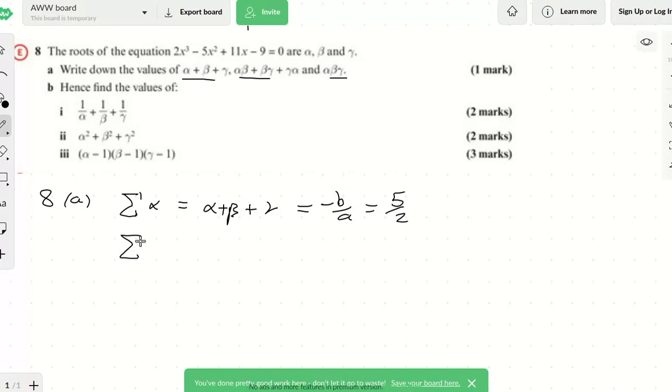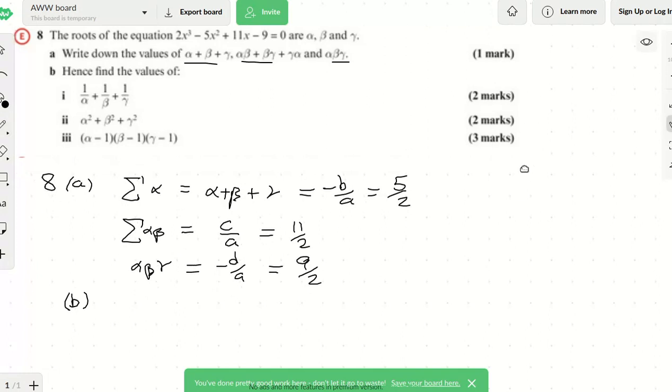Sum of the pairs, well, that's c over a. And that's going to be 11 over 2. And them all times together, well, that's going to be minus d over a. And that's going to be 9 over 2. There we go. They're all over 2. They're all 0.5s. How about that? Okay, and that's part A done. That will help us with part B.